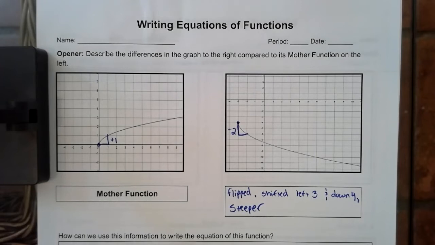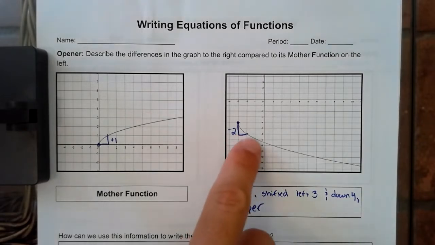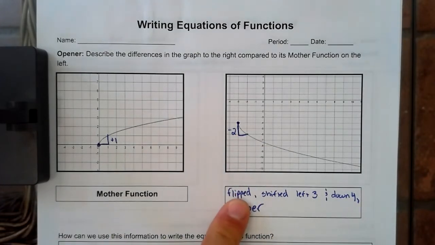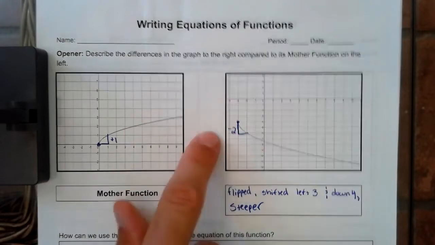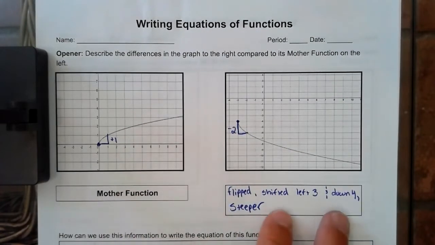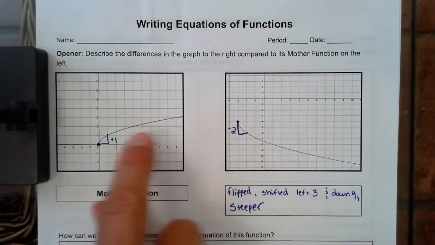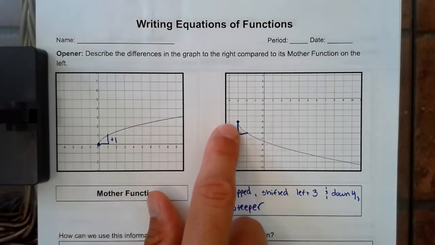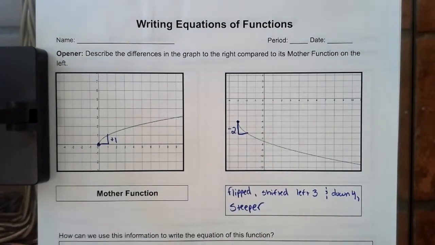All right, welcome back. Here are the transformations that you should have identified. Some are pretty obvious, like we can easily see that the graph on the right has been reflected. Probably a better word to use there is reflected rather than flipped. The other ones we can see pretty clearly: if we look at the starting point of this graph, it's been shifted to the left 3, so it's -3, and then also down 4. So that's going to be our horizontal and vertical shifts.